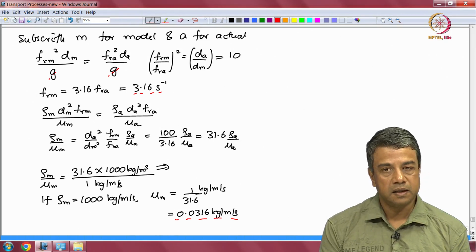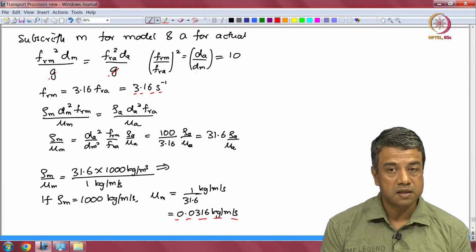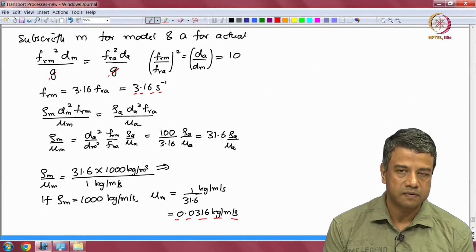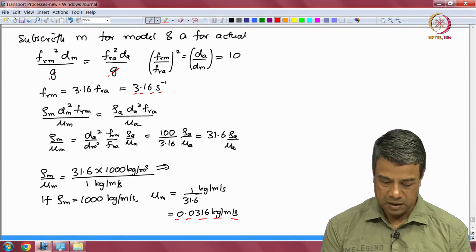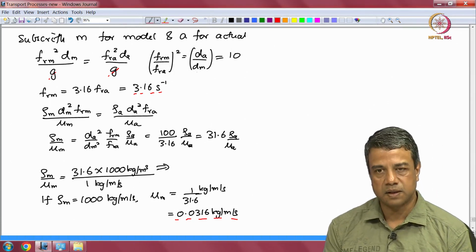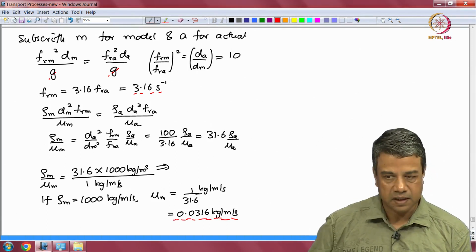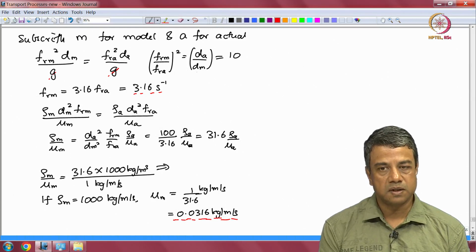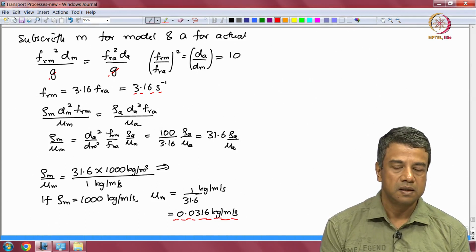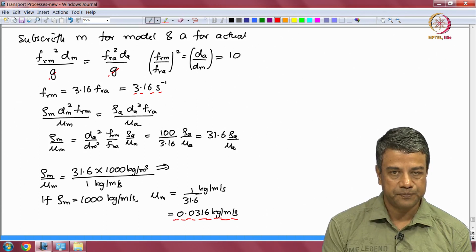To make the Reynolds number the same between the model and the actual reactor, we had got a relationship between the kinematic viscosities of those two. Kinematic viscosity is the ratio of viscosity and density. As I said, in most cases liquids have approximately the same density, so it is necessary to keep the ratio of viscosities as 0.0316 for the model reactor. The viscosity to be used in the model reactor is much smaller than the viscosity to be used in the actual reactor, in order for the Reynolds number to be the same.